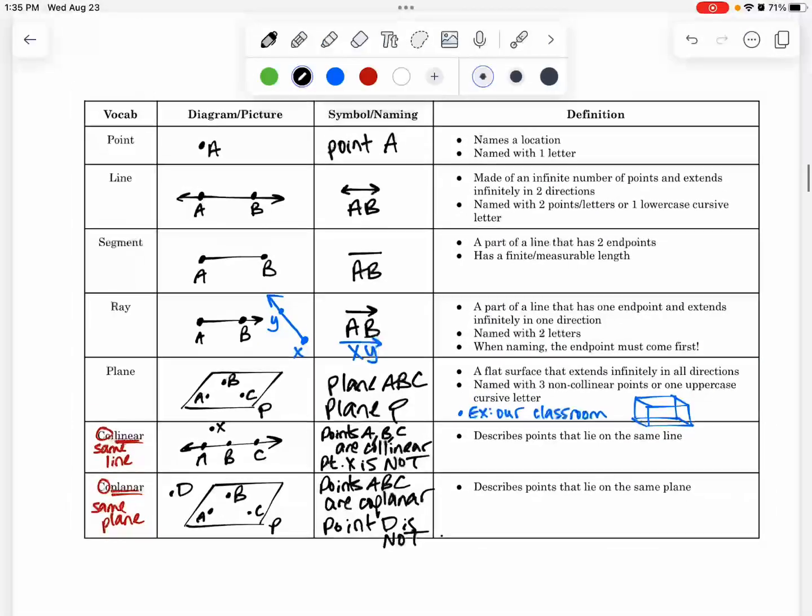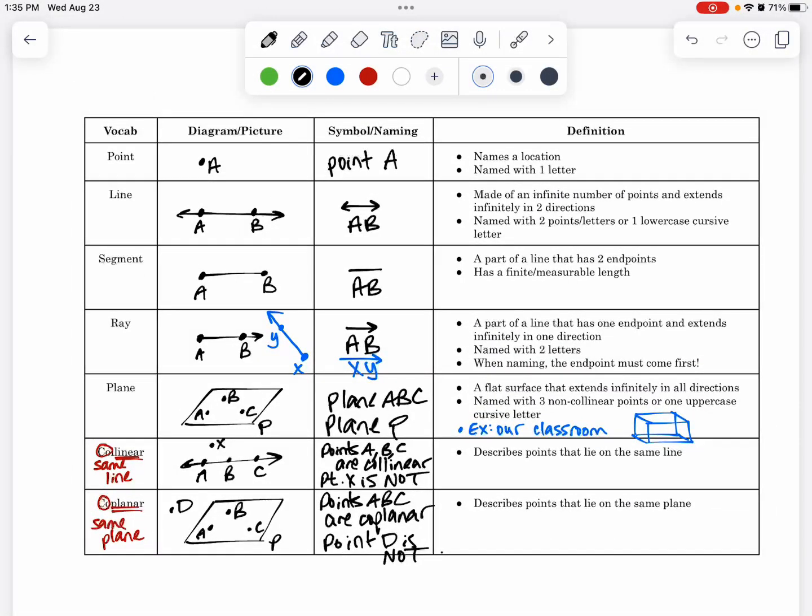There, you guys, is your brief introduction to geometry. And then once in class, we're going to go through some example problems and see how much of these we can remember.